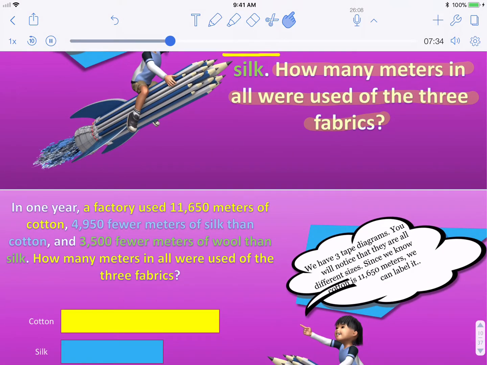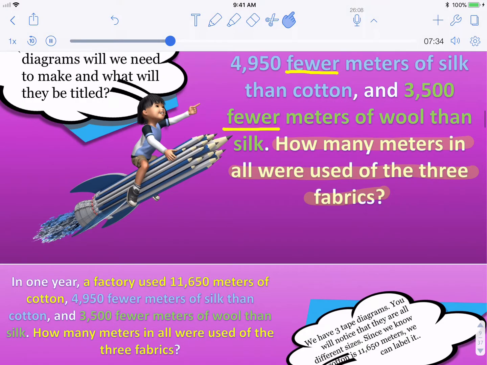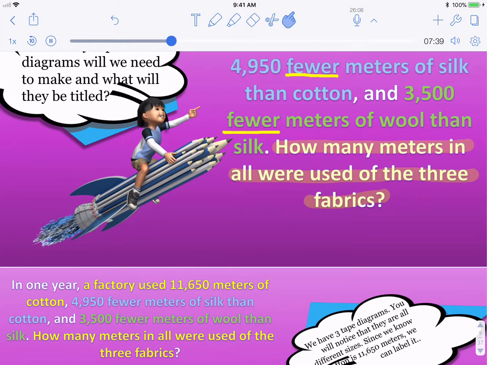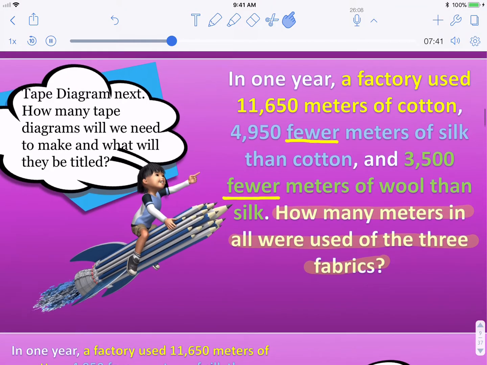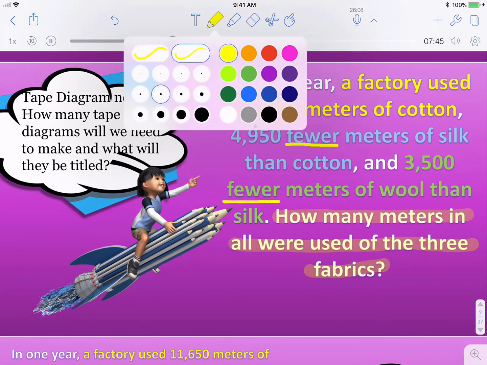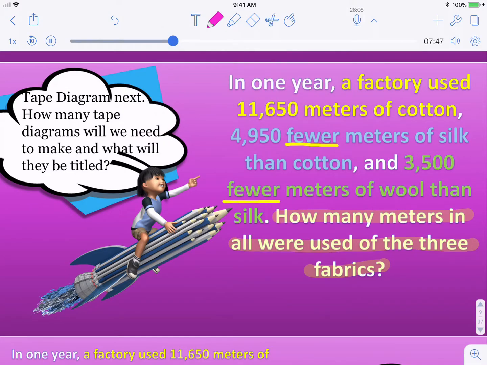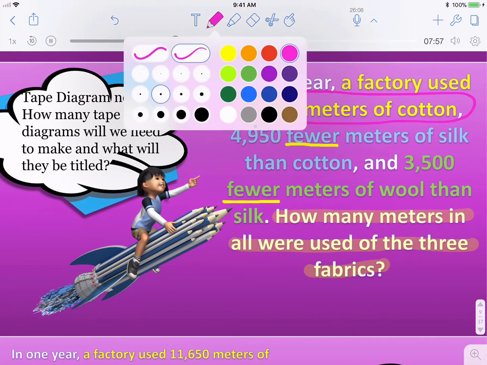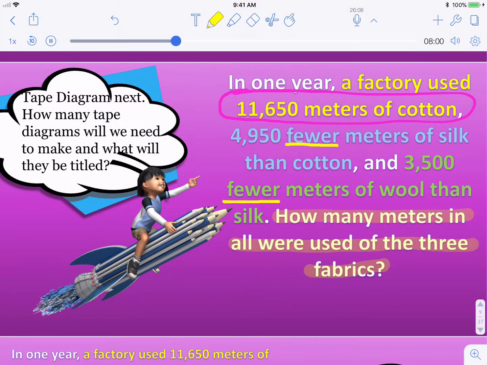Also, when making tape diagrams, it's important to look at the information. A factory used 11,650 meters of cotton. We know exactly how much cotton was used. What you need to do when you're reading these problems is find the place where it tells exactly how much was used, how much was gained, the total, okay? That's going to be our total for this problem. Everything else is going to be related to our 11,650 meters of cotton.